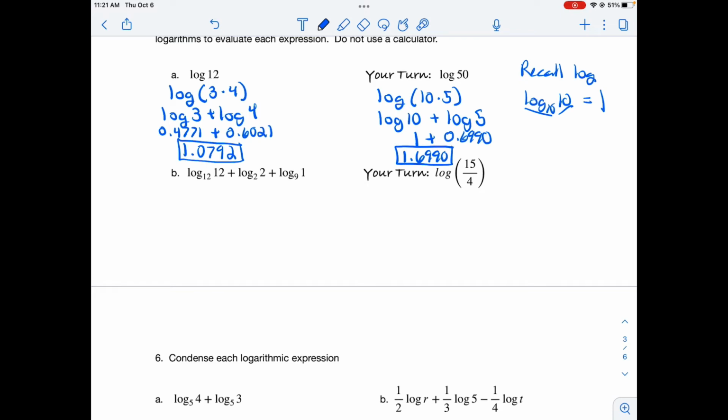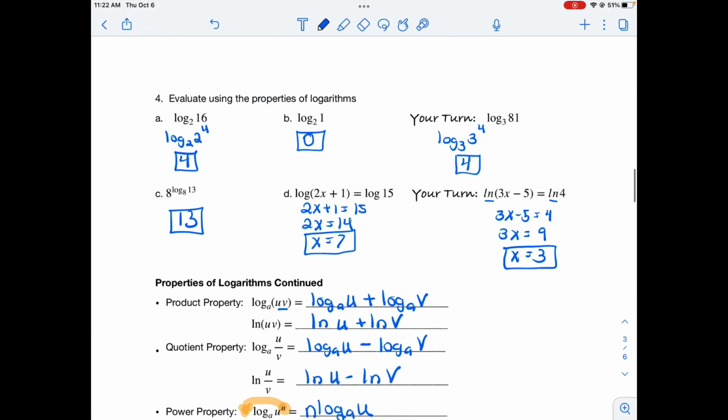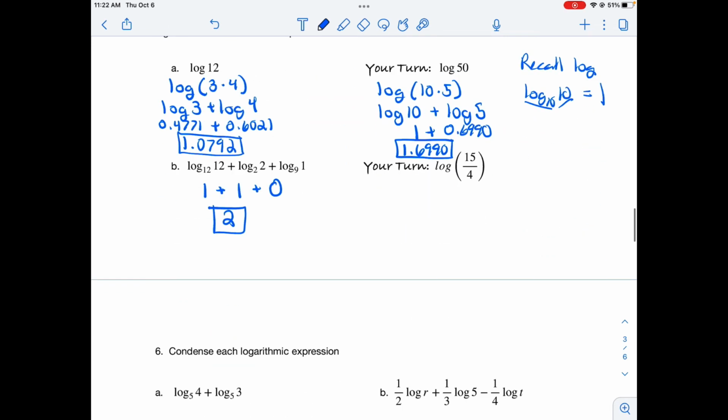All right, continuing on. We see the exact same property here on the first one. We have the log base 12 of 12. Well, that's the same base and inside, so it becomes 1. And log base 2 of 2, that's 1 again. And log base 9 of 1 is 0. Remember, anytime there's a 1 inside, it's 0. So my answer to this equation is 2. And that's using the properties that we learned earlier.